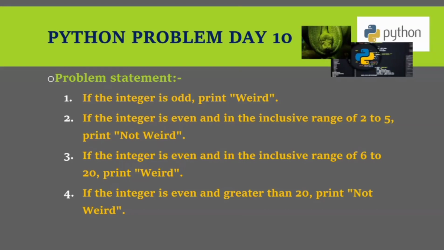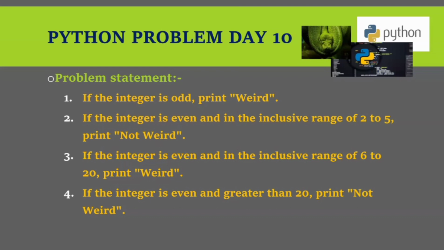In this video, I am sharing a Python problem solution. Our problem statement is, if the integer is odd, print weird. If the integer is even and in the inclusive range of 2 to 5, print not weird. If the integer is even and in the inclusive range of 6 to 20, print weird. If the integer is even and greater than 20, print not weird.